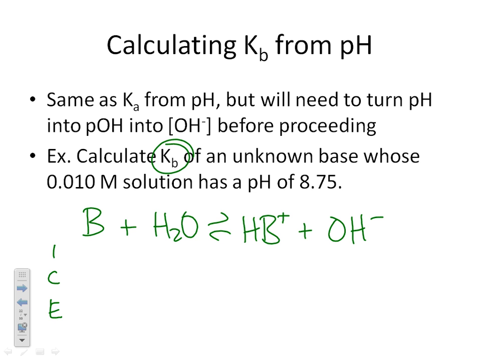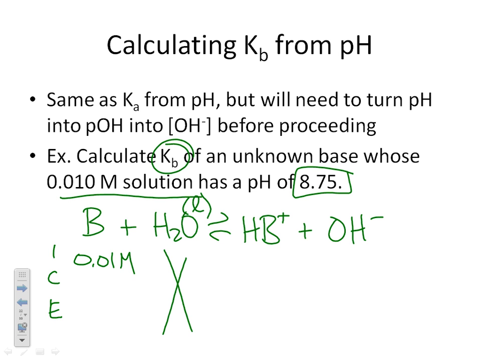for the Kb reaction, for the base dissociation reaction, remember that water is a liquid, and we do not put liquids into our K expressions because their concentrations don't change. We don't talk about liquids' concentrations changing because they're pure substances. They're 100% of the same thing. So you cross off the water from your ice chart calculations. And then that 0.01 molar would be the initial for the base. We're starting at 0 for both of the products.